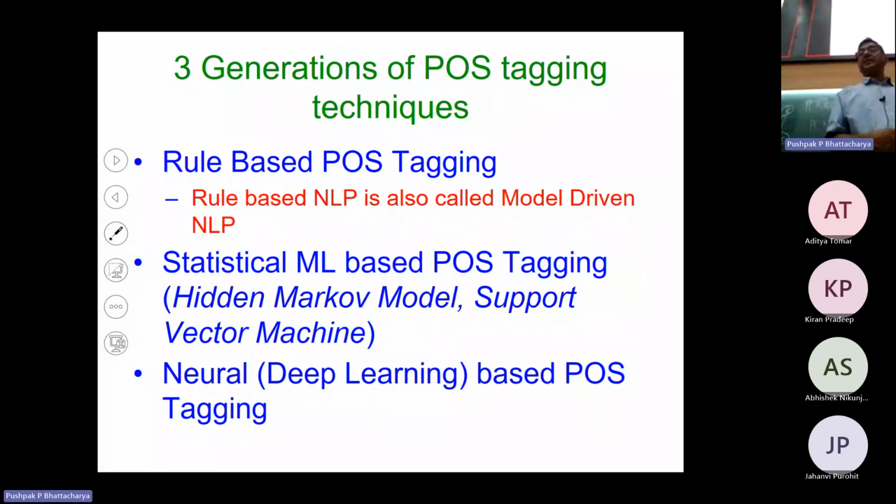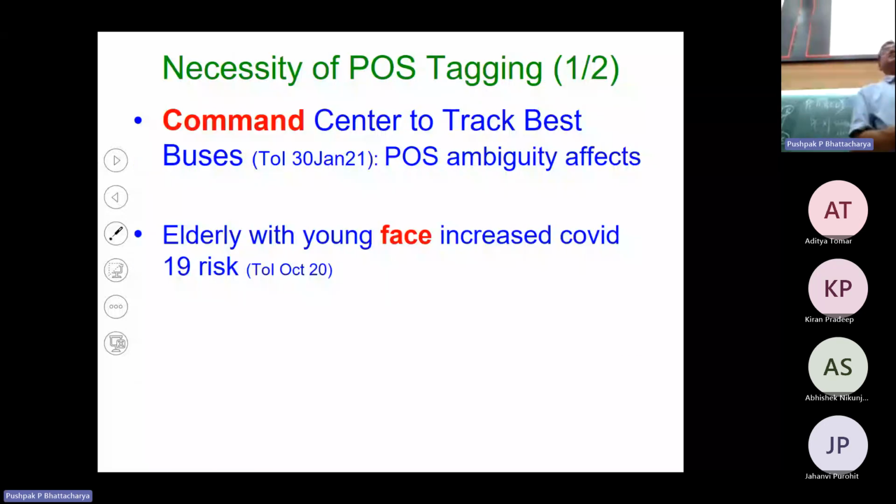Then came neural-based part-of-speech tagging or sequence labeling, which is today's transformer-based, GPT-based systems and so on. Now, why is correct part-of-speech tagging necessary? Here are a few examples. Look at this phrase: command center to track best buses.